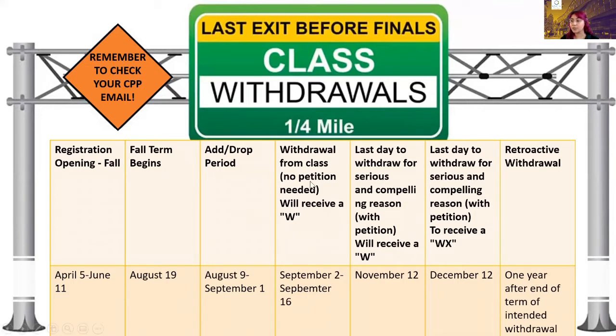Now let's move forward to the withdrawal from classes when no petition is needed. Generally, this session begins 2 weeks after classes have begun and lasts for about 2 weeks. After that, for withdrawal for serious and compelling reasons, you will need a petition to drop the class. And you will only be able to withdraw from the class for serious and compelling reasons, so something out of your control. And this generally begins 4 weeks after the term begins and runs all the way through the end of the term.